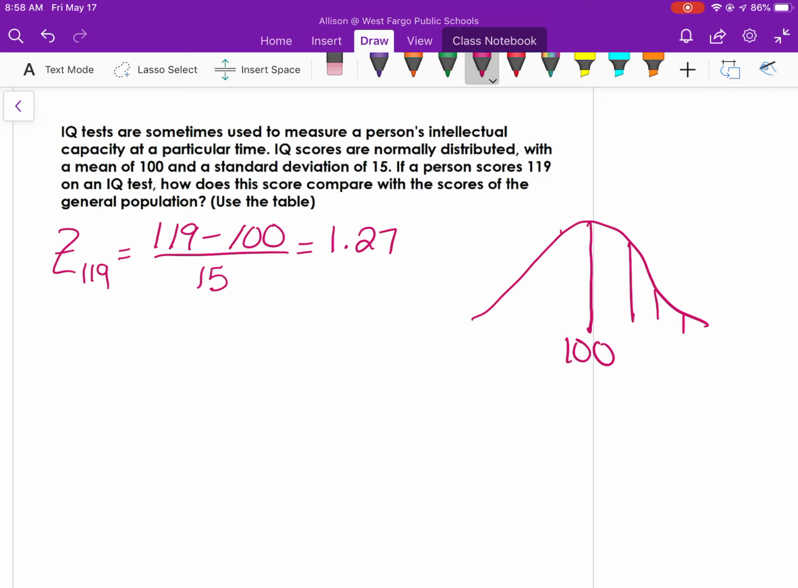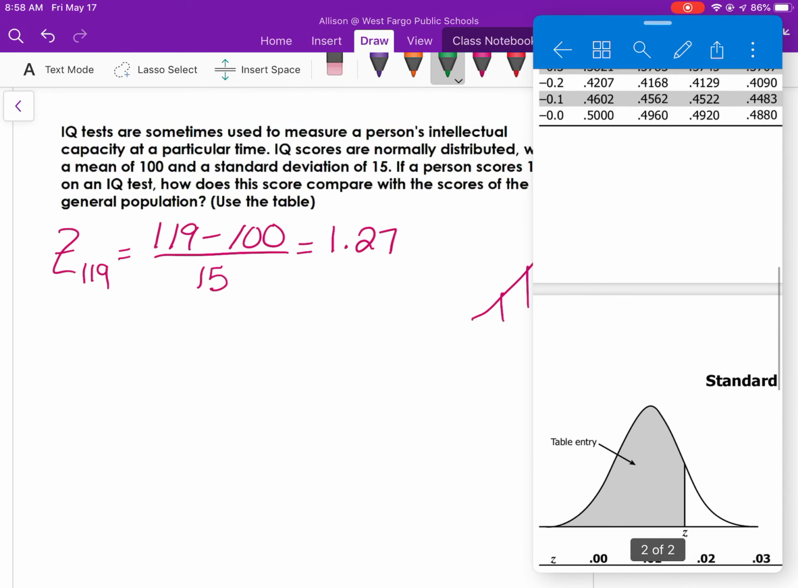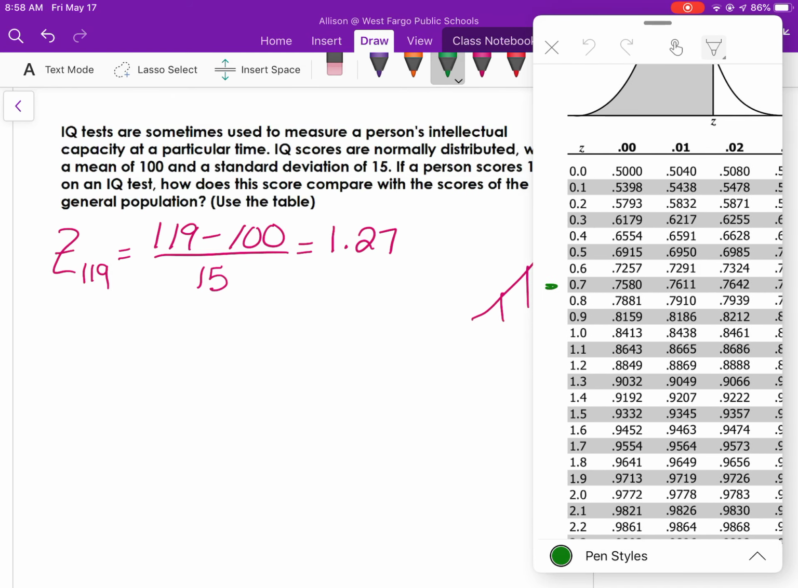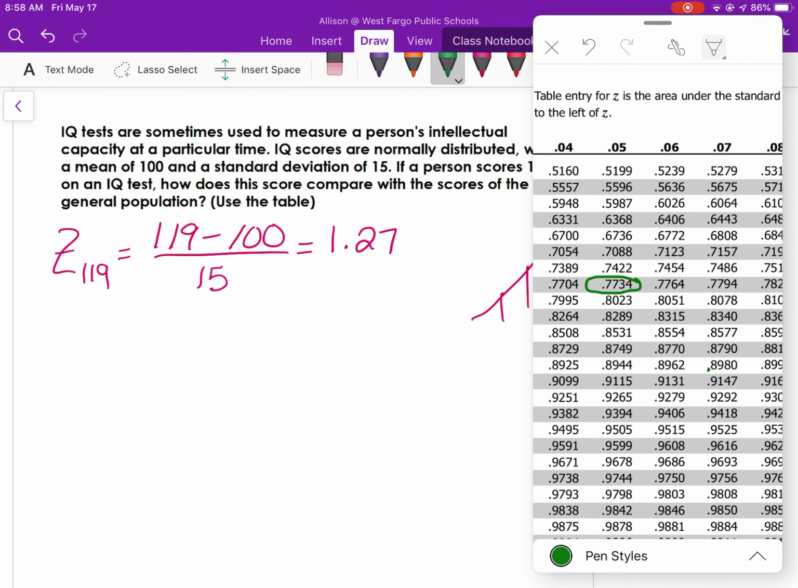So 1.27 on my normal curve means that 119 is 1.27 standard deviations away from the average. So we're above the average. And if I want to know how far above the average we are, we can use our z-score table. So if I look at the z-score table and find 1.27, go to 1.2, and I have to go over, so 1.2 is this one, 1.27 is right here, 0.8980.